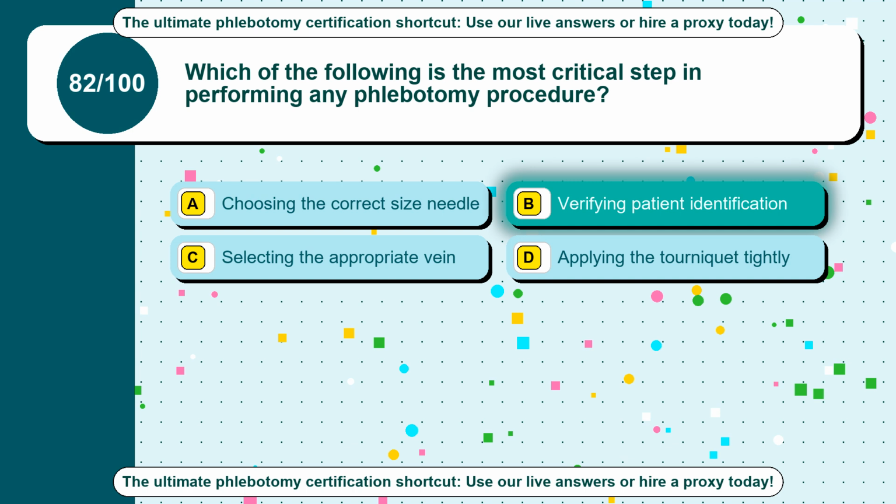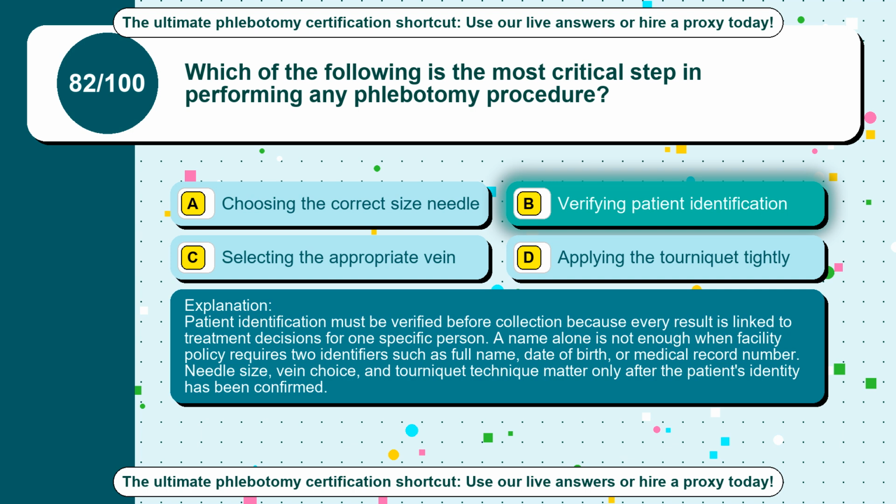The correct answer is option B. Verifying patient identification. Patient identification must be verified before collection because every result is linked to treatment decisions for one specific person. A name alone is not enough when facility policy requires two identifiers such as full name, date of birth, or medical record number. Needle size, vein choice, and tourniquet technique matter only after the patient's identity has been confirmed.